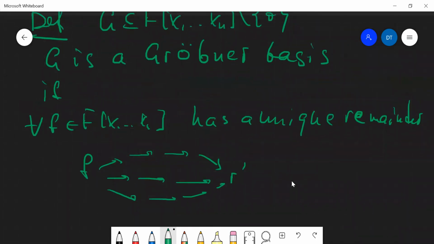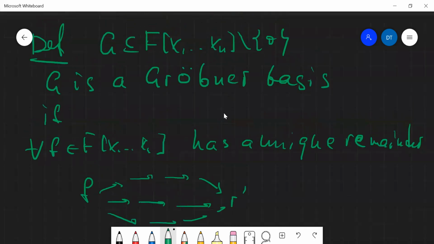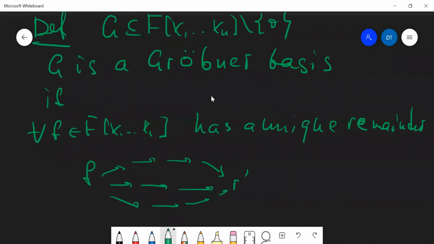Now we don't have a tool to check if a set is a Gröbner basis or not. We will do it in the next lecture, but just in case, there are actually a lot of Gröbner bases, and there is an effective way to check if a set is a Gröbner basis or not, and an effective way of constructing a Gröbner basis for any set of polynomials. So it's not a rare case to meet a Gröbner basis.